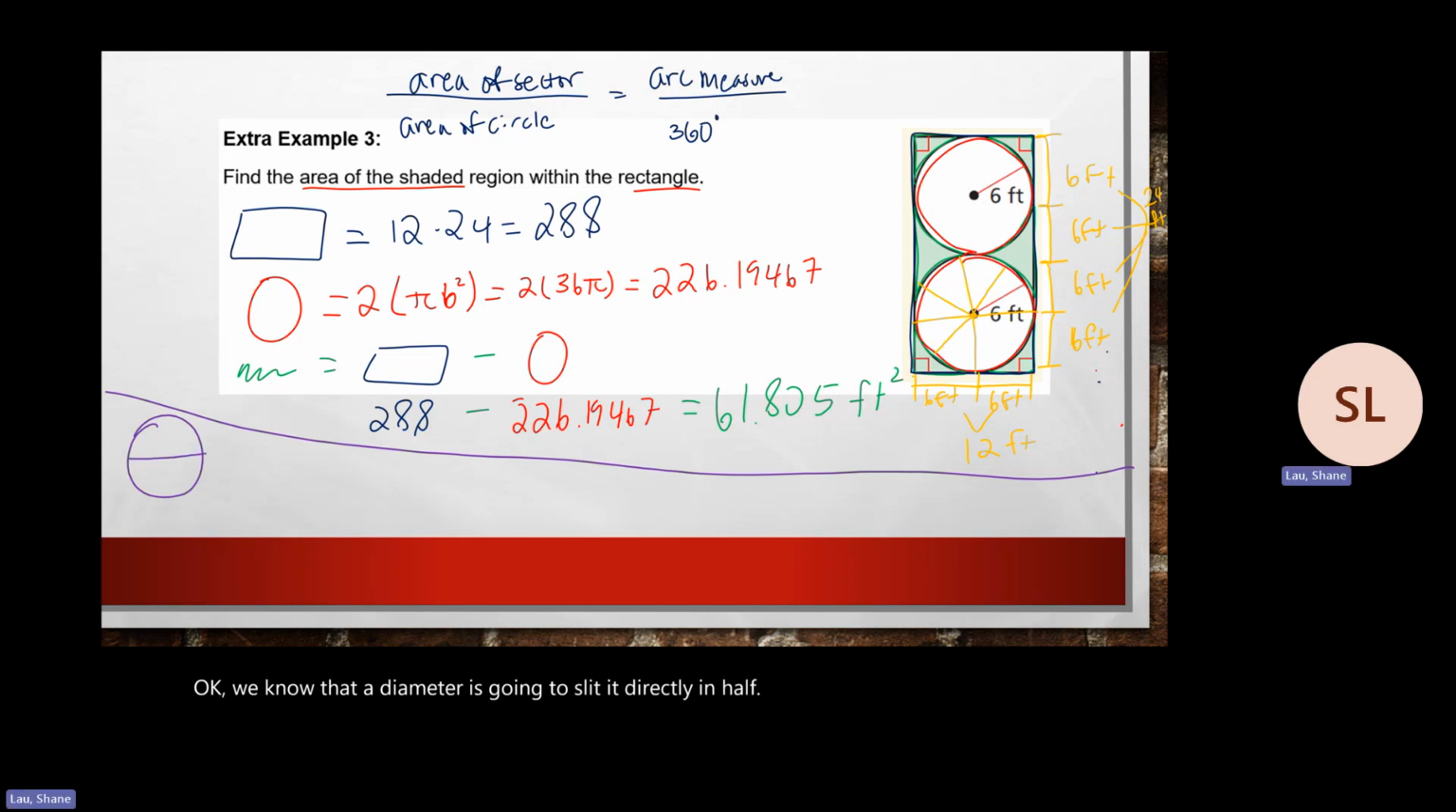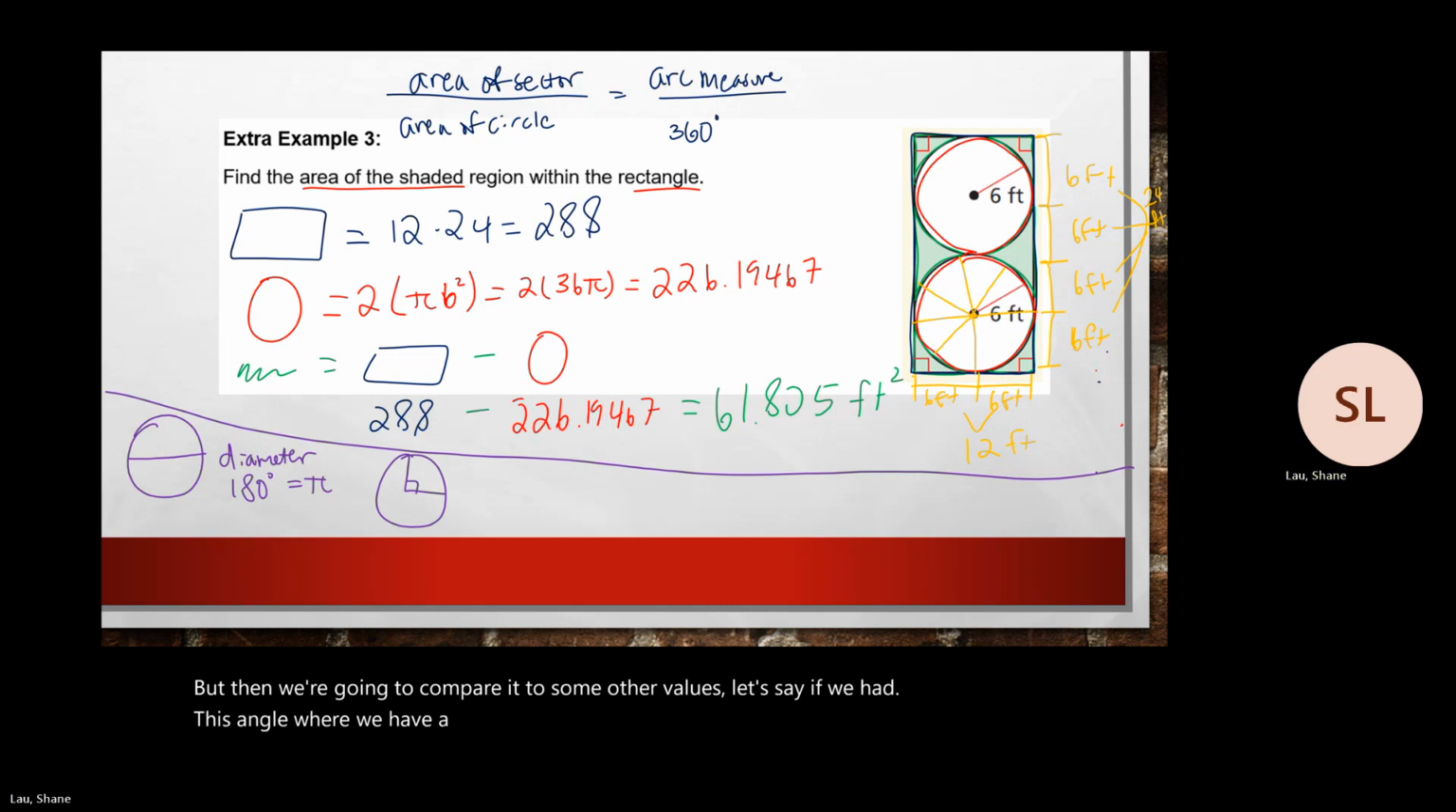The diameter is 180 degrees. Well, in the last lesson, we talked about radians, and that the diameter, 180 degrees, is also equal to pi. So we'll keep that in the back of our mind. But then we're going to compare it to some other values. Let's say if we had this thing, we have a right angle. Well, a right angle is 90 degrees.